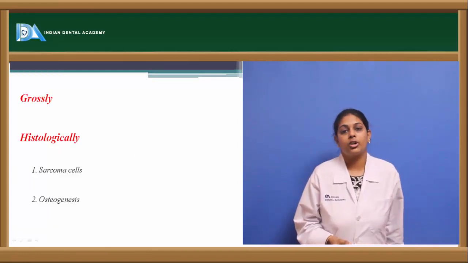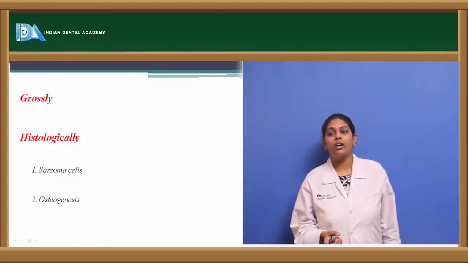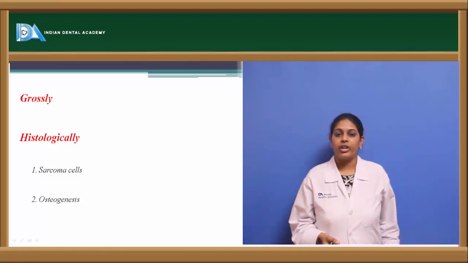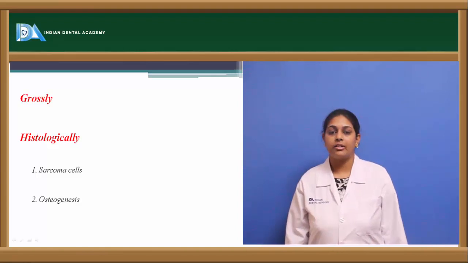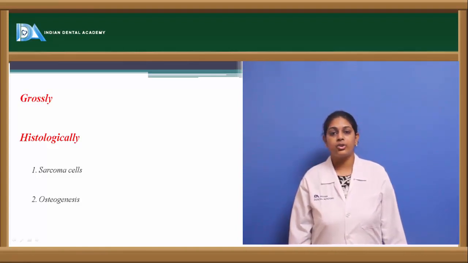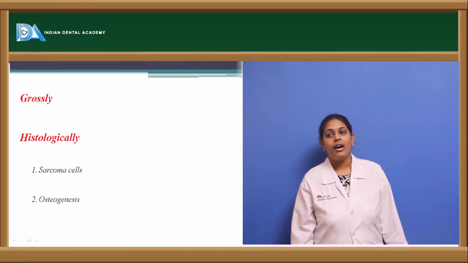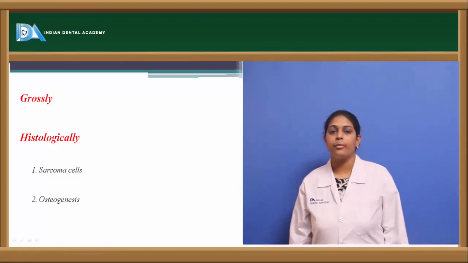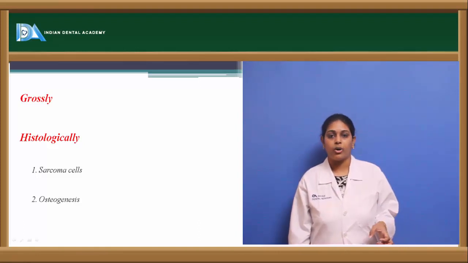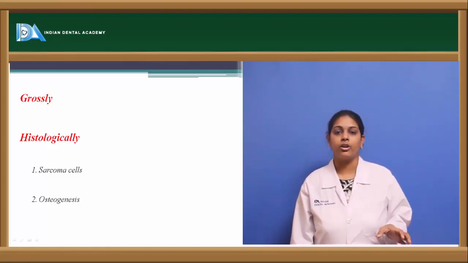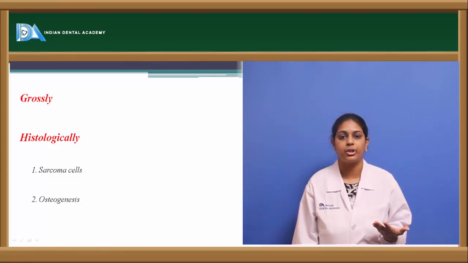So coming to the gross features, when a gross specimen of an osteosarcoma is seen, it usually appears grey to white in color, and the consistency is usually hard and gritty. Certain cystic spaces can also be appreciated, depending on the age of the tumor.